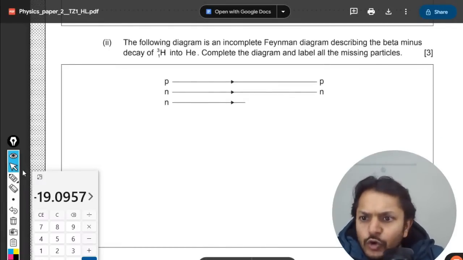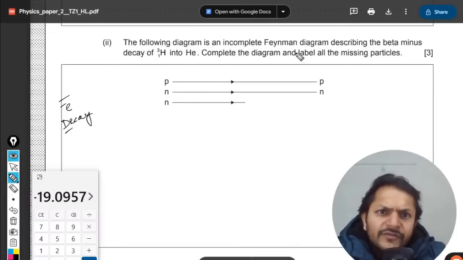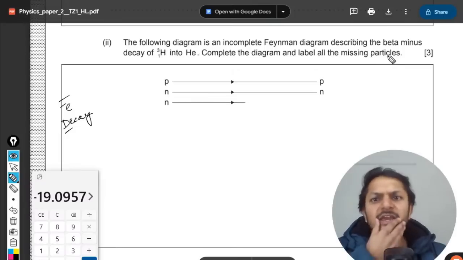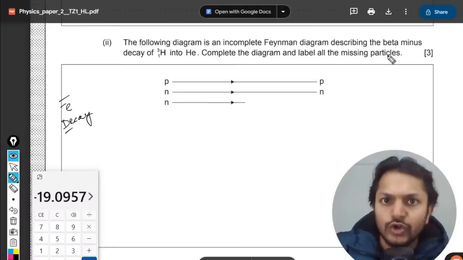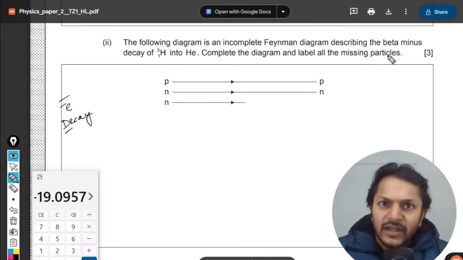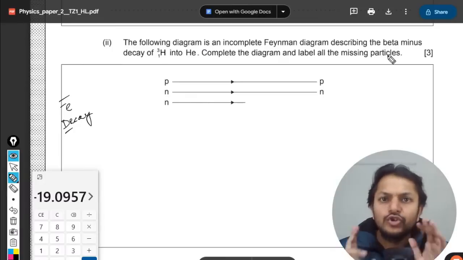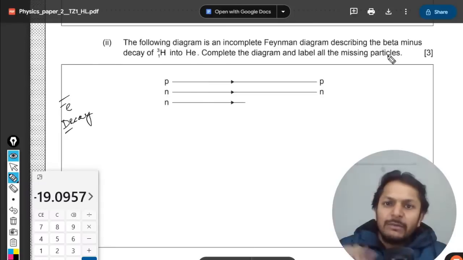Now we want to show the beta minus decay in this Feynman diagram. I think the Feynman diagram describes the beta minus decay of this into helium. My humble advice to you is that you can even remember the reactions and the Feynman diagrams and everything about two reactions. Number 1, beta minus decay. Number 2, beta plus. You can even remember that.